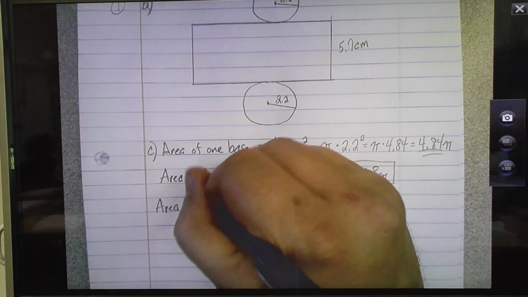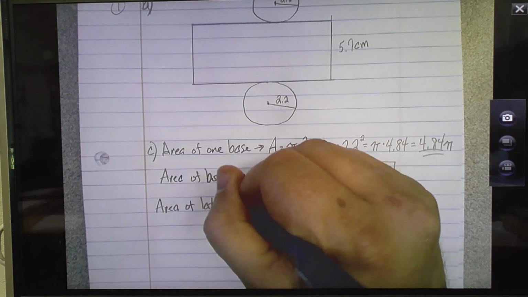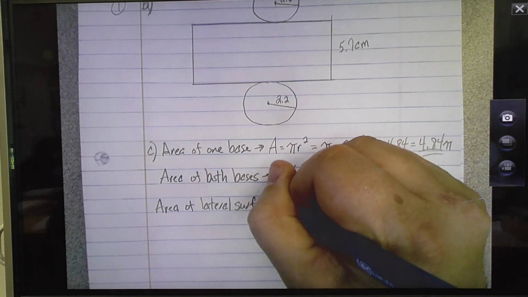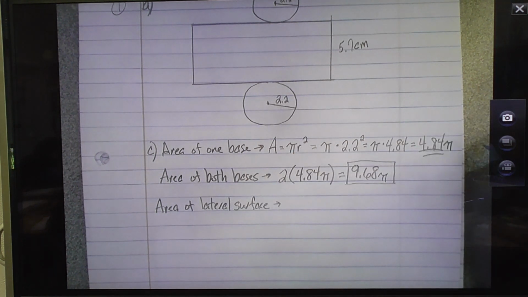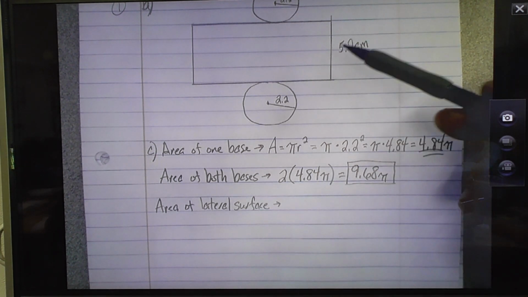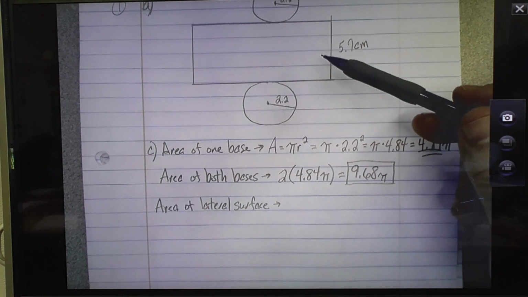Not surface area, lateral surface. Lateral surface. I heard Dom say face. Those are for when it's rectangles. Okay, so that's prisms. So we have to find the area of my lateral surface. But which shape is my lateral surface? It's a rectangle.